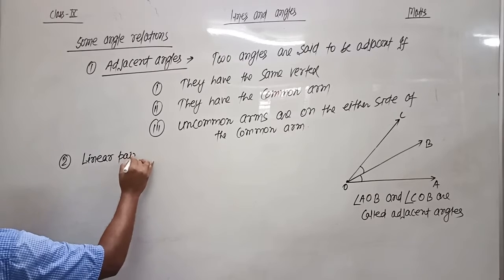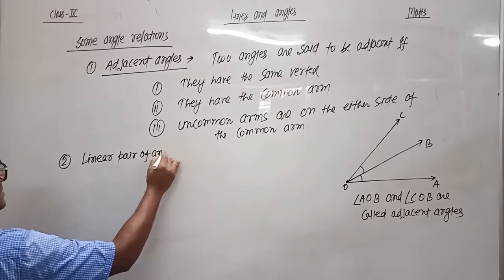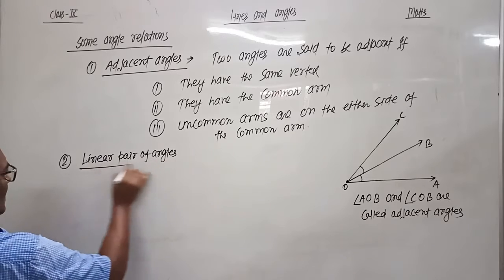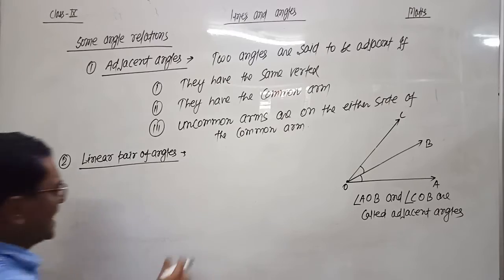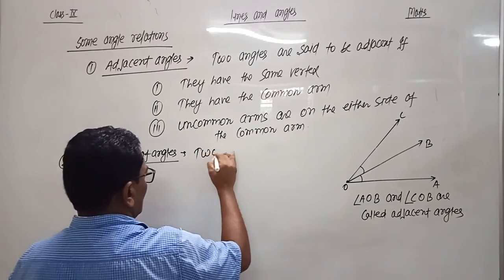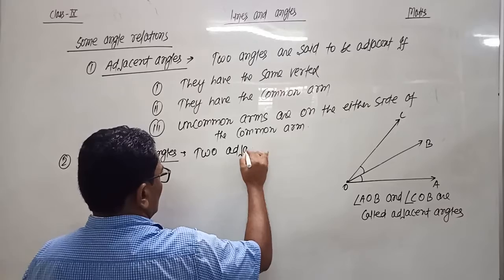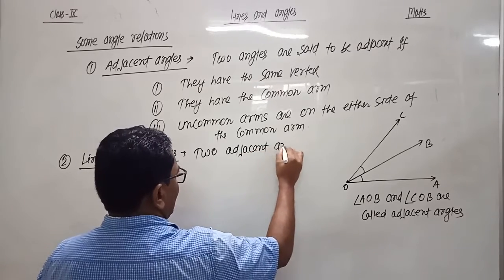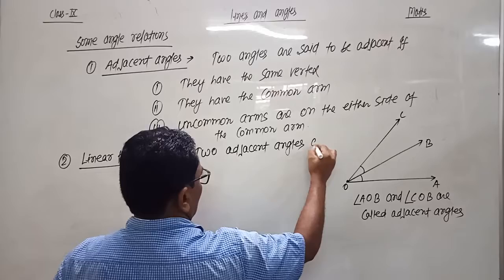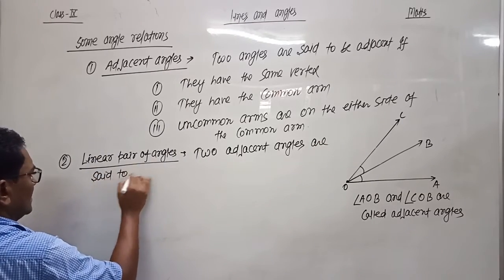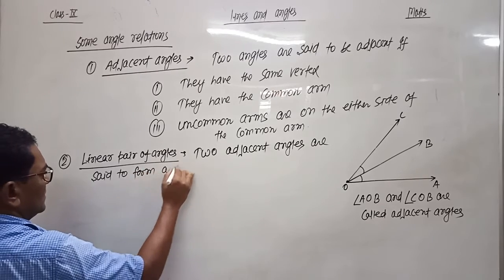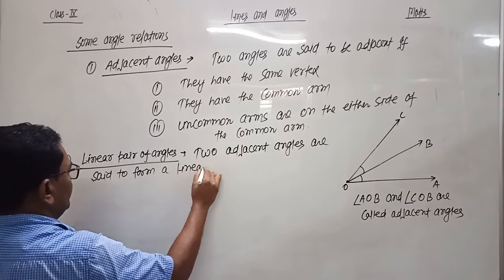Linear pair of angles. Firstly, we have seen adjacent angles, then we are going to discuss linear pair of angles. So, two adjacent angles are said to form a linear pair.